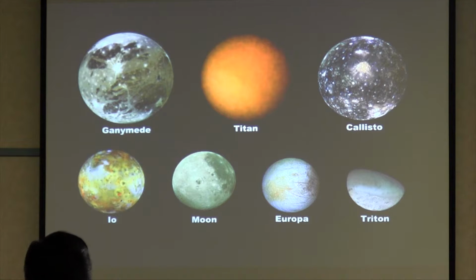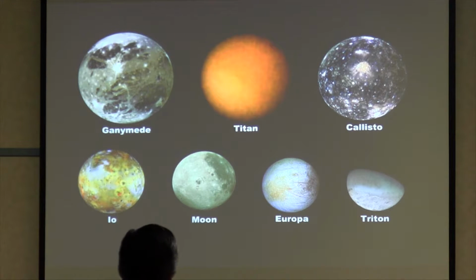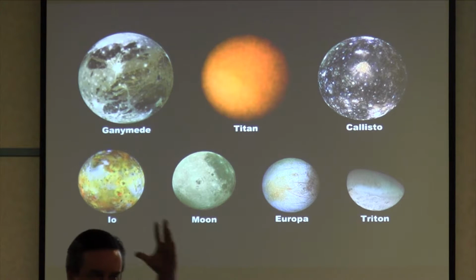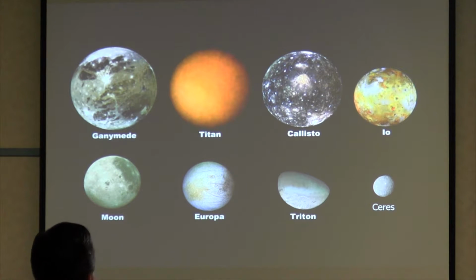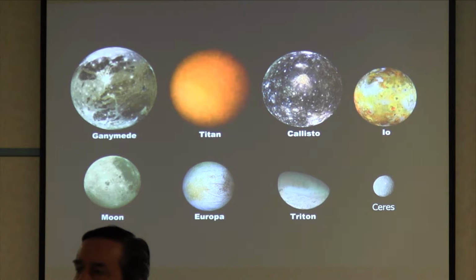There are, of course, about 160 moons in the solar system, if you want to be complete, but these are the 7 most important moons. If you want to compare them to the asteroids, we will also talk about asteroids. Here is Ceres compared to the moons. Ceres is about the size of a medium-sized moon. It's not the size of a large moon, and that's the largest of the asteroids.